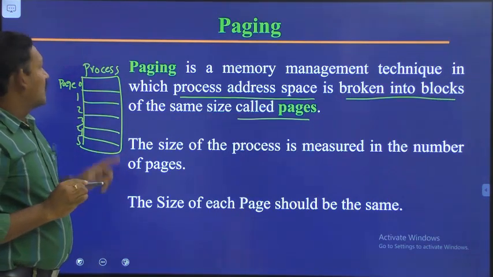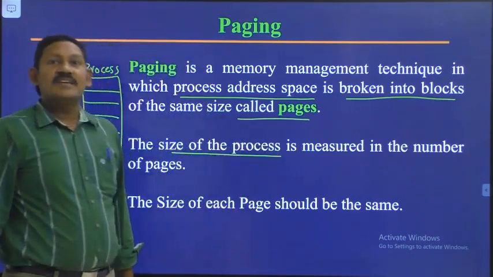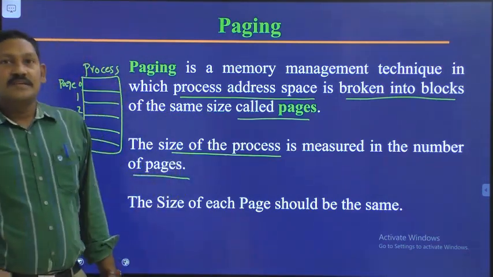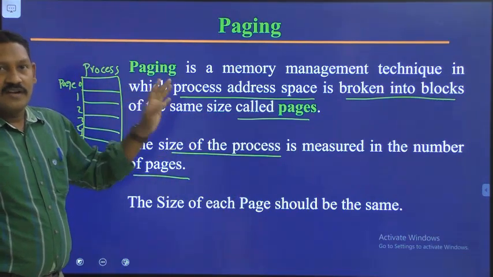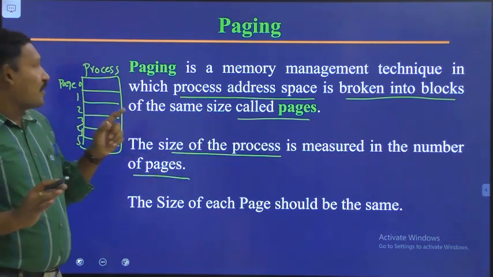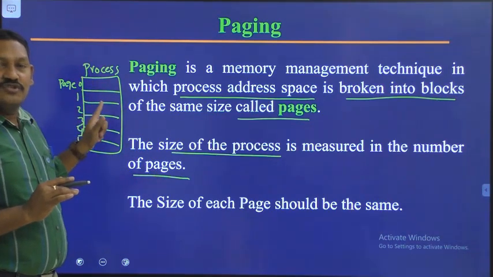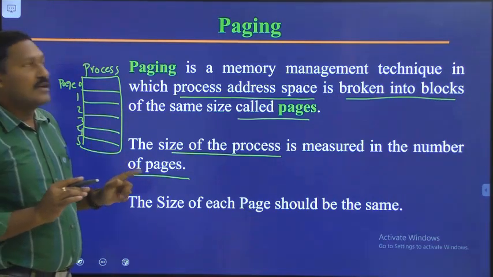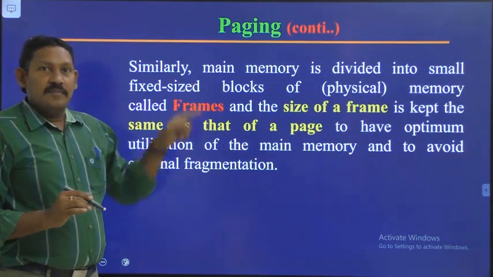Okay. So that's why the author has specified that the size of the process is measured based on the number of pages. Similarly, each page should be the same size. So what are we discussing here? What is a page? The process is divided into a number of pages, and the size of each page should be equal, or the size of each page should be the same.